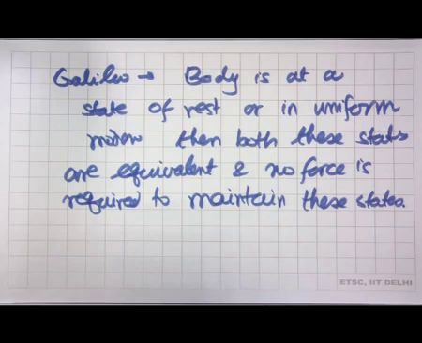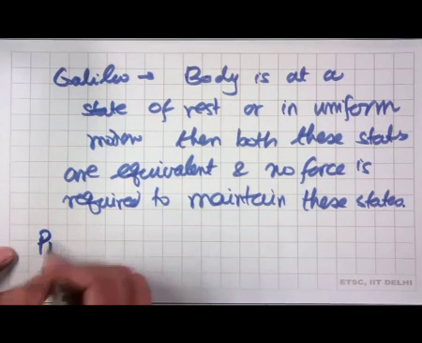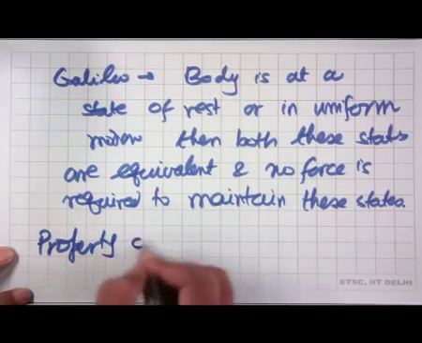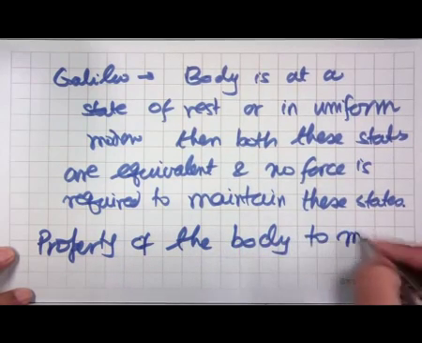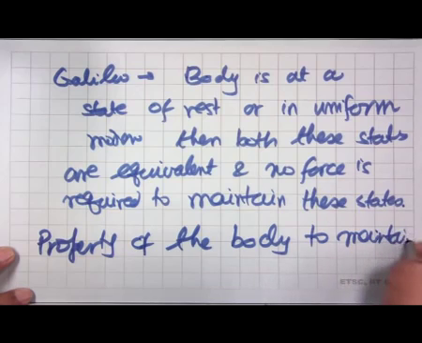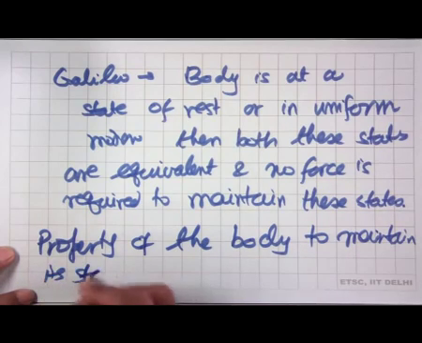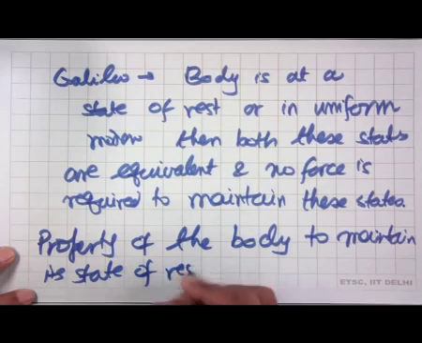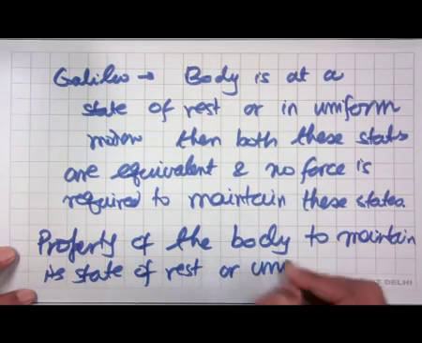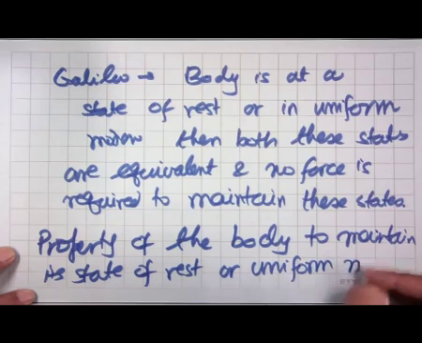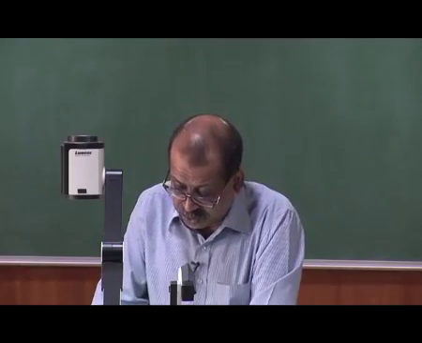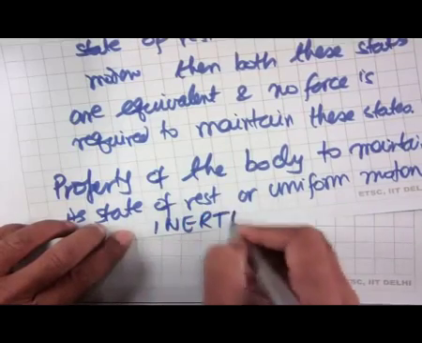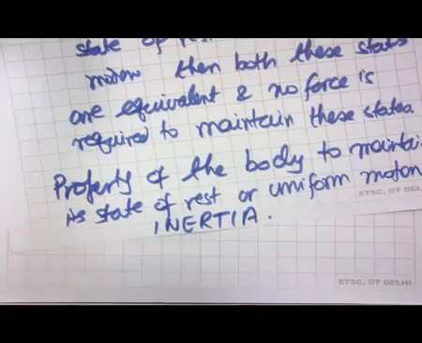So, that means whether the body is at rest or is at uniform velocity, the body tends to maintain its own state, and this property of the body to maintain its state of rest or uniform motion, we call it by a special name. This is called inertia.